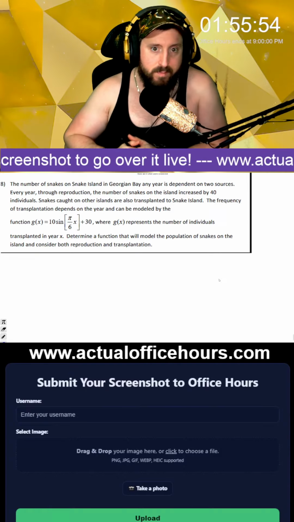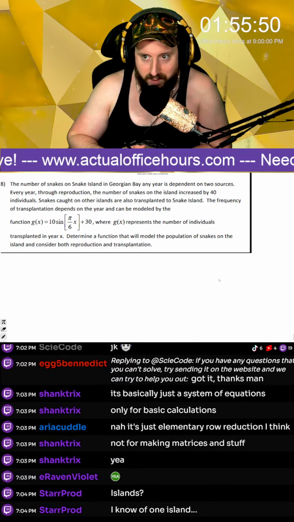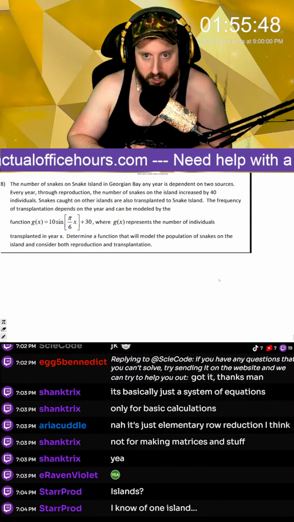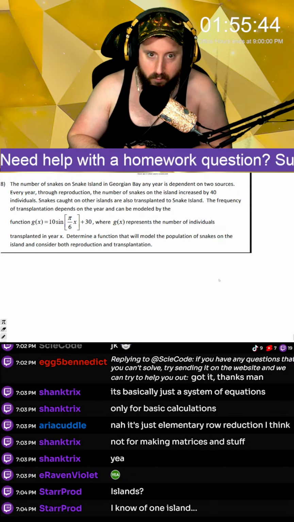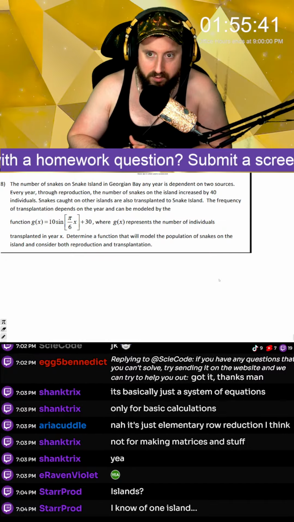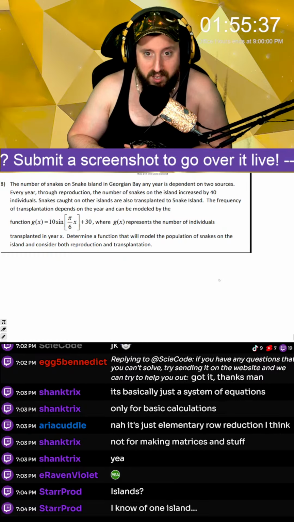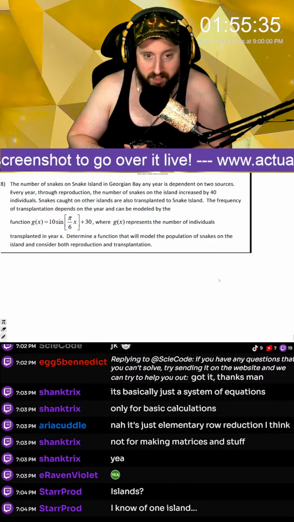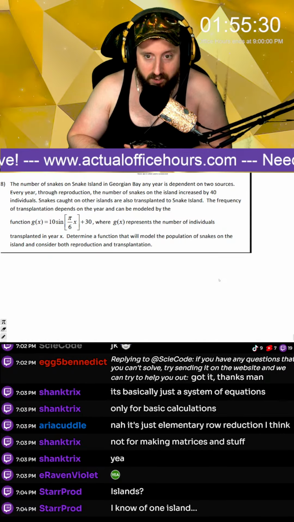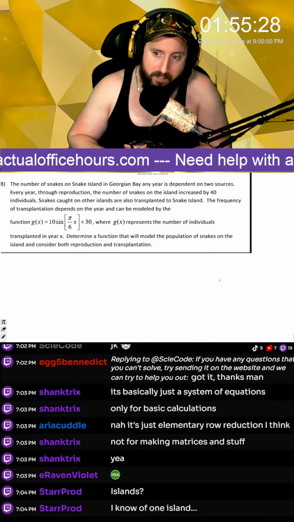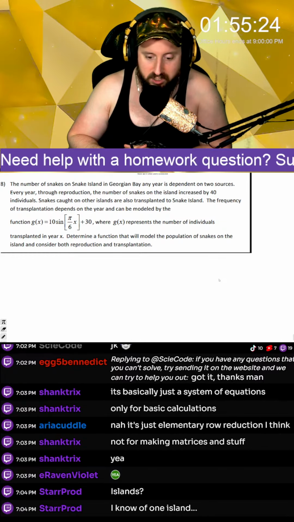Okay. The number of snakes on Snake Island in the Georgian Bay any year is dependent on 2 sources. Every year through reproduction... Oh, this is like a predator-prey question. The number of snakes in the island increases by 40 individuals. Snakes caught on other islands are also transplanted to Snake Island. The frequency of transplantation depends on the year and can be modeled by this, where g of x represents the number of individuals transplanted each year. Determine a function that will model the population of snakes on the island and consider both reproduction and transplantation.